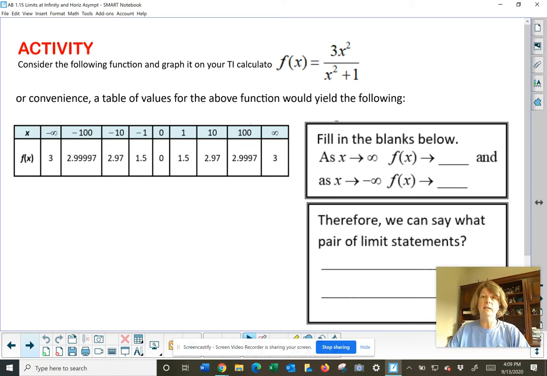And the function is 3x squared over x squared plus 1. And for convenience, a table of values for the given function would yield the following. So it says fill in the blanks below. As x heads to infinity, my function would be doing what?